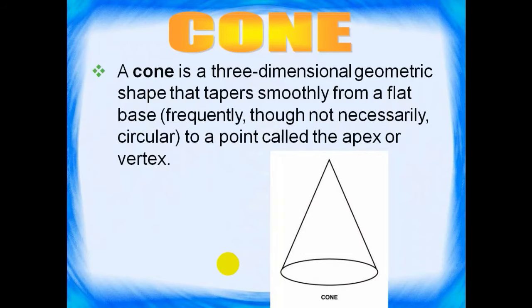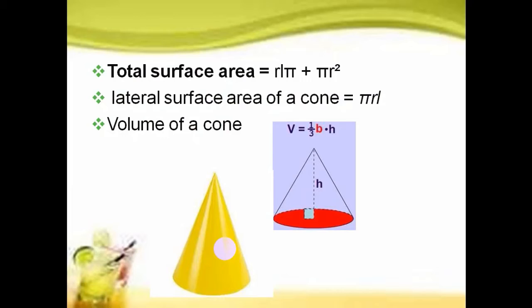Now cone. A cone is a three-dimensional geometric shape that tapers smoothly from a flat base, frequently though not necessarily circular, to a point called the apex or vertex. You see over here, this is a cone. Now, the total surface area of the cone is pi multiplied by r multiplied by l plus pi multiplied by r squared. The lateral surface area of a cone is pi multiplied by r multiplied by l, and the volume of the cone is equal to one third multiplied by base area multiplied by height. This formula is very important for the volume of the cone.